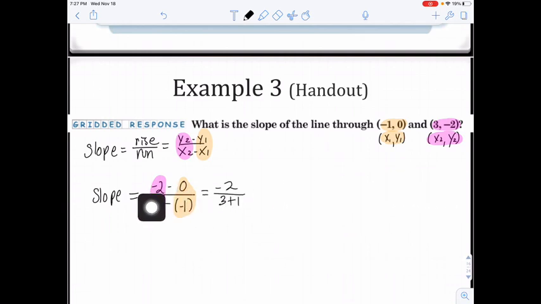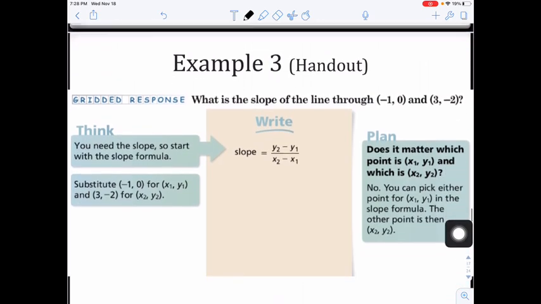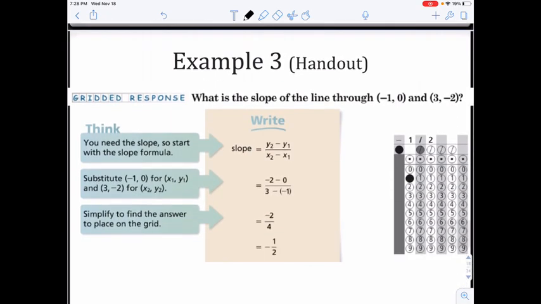The numerator, -2 minus 0, is just -2. In the denominator, we have minus a negative, which becomes a plus. So we get 3 plus 1, or 4. Then we have -2 over 4, which simplifies to -1/2. So our slope of the line through -1, 0, and 3, -2 would be -1/2. The work for this problem is on the next few slides.